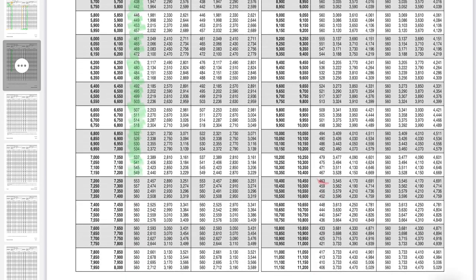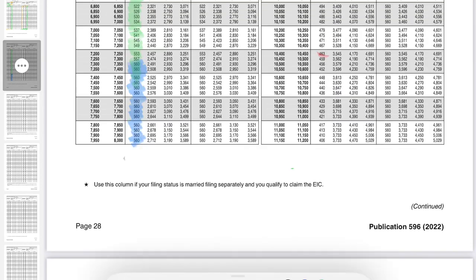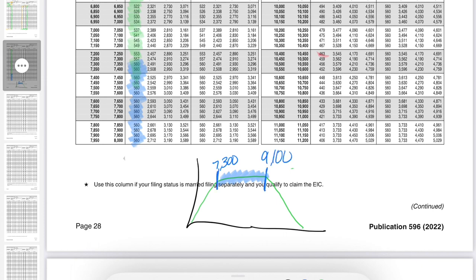I'm still highlighting, and then suddenly I see the amount doesn't change. I hit this point and see that it's $560 and it continues to be $560. At this point in my table, I've hit that point in the graph. I drew that graph a minute ago and we saw that it plateaued and then comes back down. This blue part I'm highlighting goes from about 7,300-ish to about 9,100-ish. I say ish, so give or take.